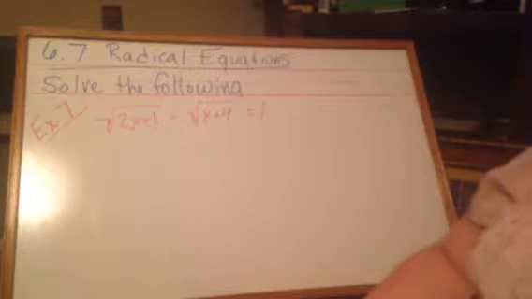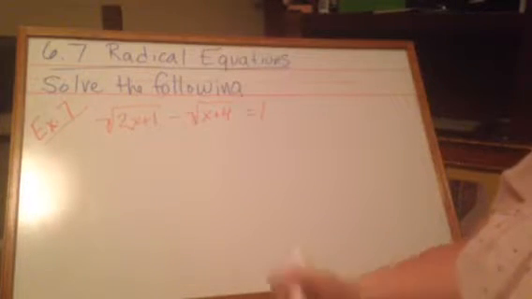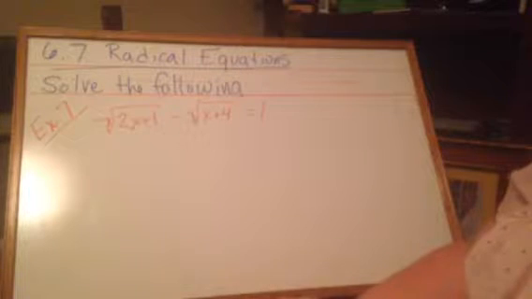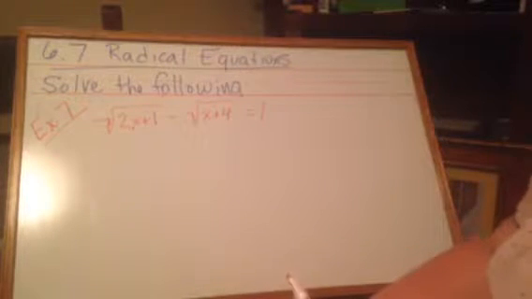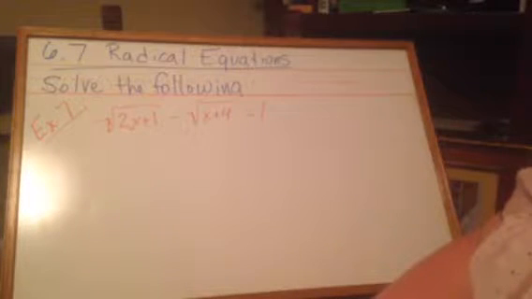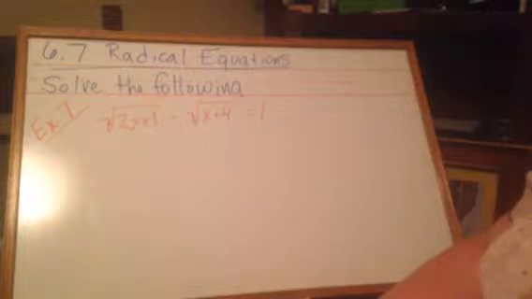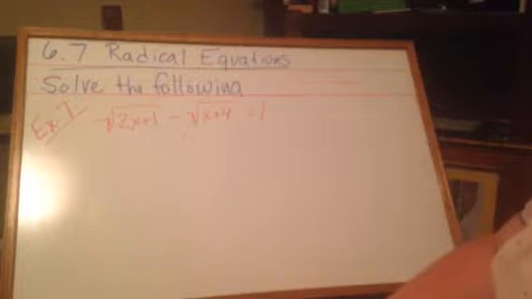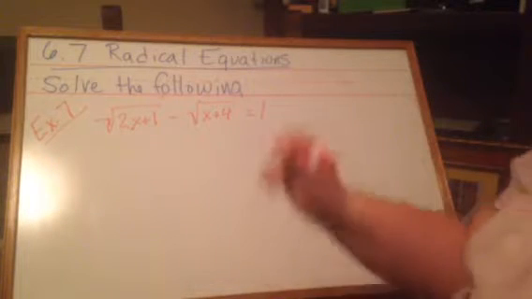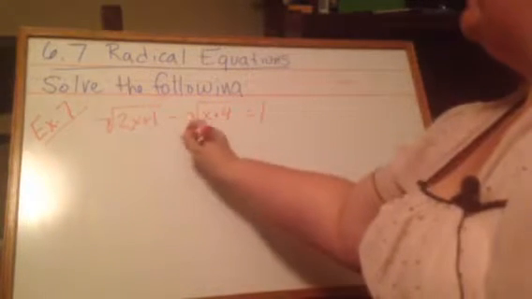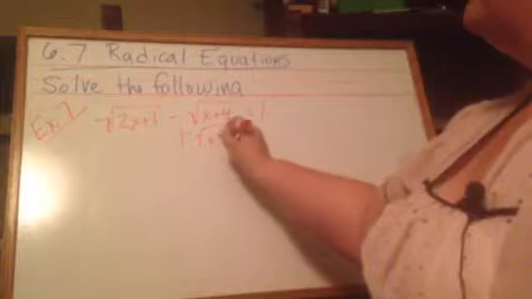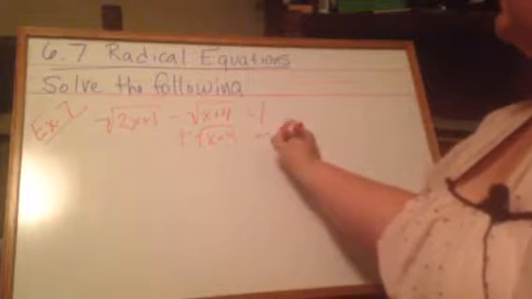All right, last example in section 6-7, example 7. Now this one we have two square roots. Whenever you have two square roots, you're still going to get one on a side by itself, and then you'll deal with what happens. You're going to have to square twice, or if it's cubes, you might have to cube twice. All right, so with this one, we're first going to add the square root of x plus 4 to both sides.